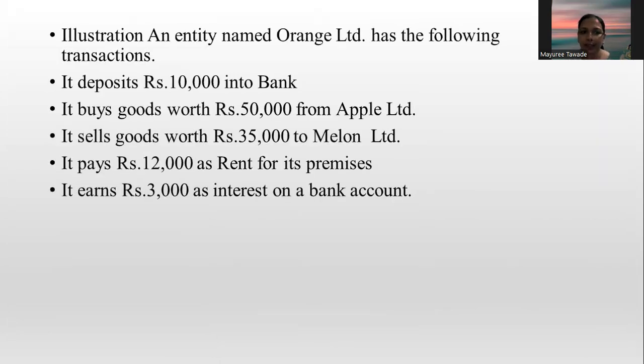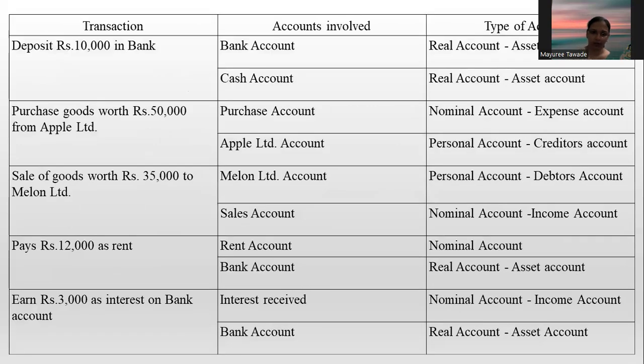That is, it sells goods worth rupees 35,000 to Melon Limited. So who is the receiver in this case here? Melon Limited. And what is going out from the business? That is goods are going out. So Melon account debited to sales account. So the personal account is the debtor and sales is the nominal account, which is the income for the business.